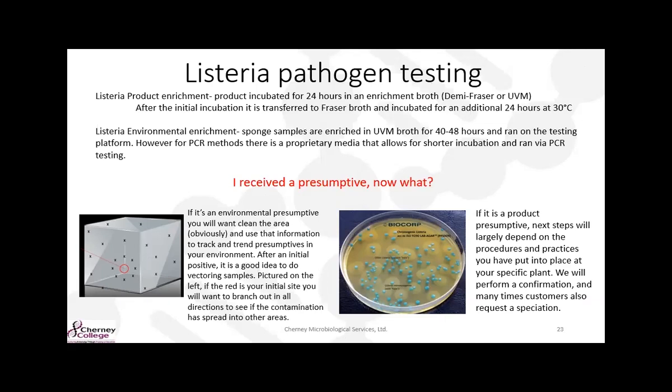And many times customers will also request to do a speciation because they're concerned, is it El Mono in my product? That picture is from an Aloha agar plate, where Listeria will grow as a blue color and the El Mono will have that halo around it. So it's easy to differentiate between the different species of the Listeria genus on that type of agar plate.